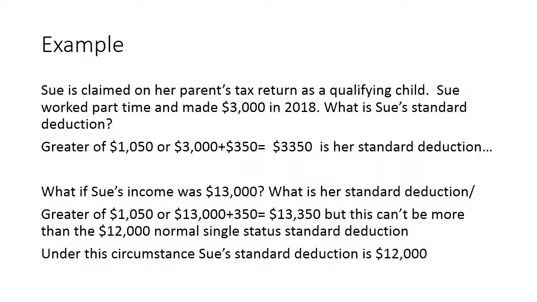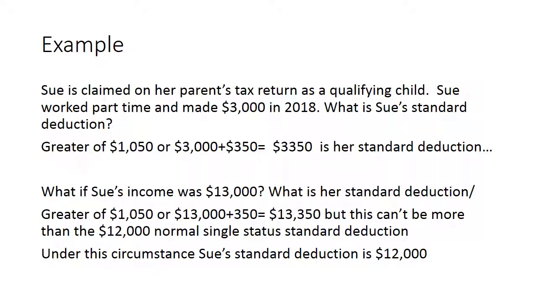What if her income from her job was 13,000? What is her standard deduction? The greater of 1,050 or earned income plus 350. Well, her earned income is 13,000 plus 350. So right now it looks like her standard deduction is 13,350. Now, it'll be 12,000 because that computation can never cause her standard deduction to be more than what it normally is for a single person.